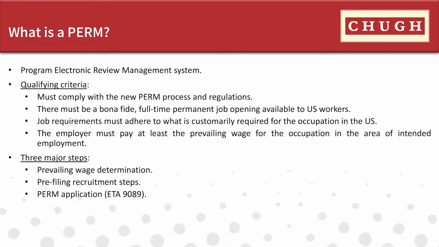The final criterion is that the employer must pay at least the prevailing wage for the occupation in the area of intended employment. So they have to pay at least the prevailing wage or higher to qualify. Now, in order to file the PERM, there are three major steps. The first is the prevailing wage determination, which I'll speak briefly about. The second is the pre-filing recruitment steps, advertisements and things like that. And the final step is filing the actual PERM application, the ETA Form 9089.